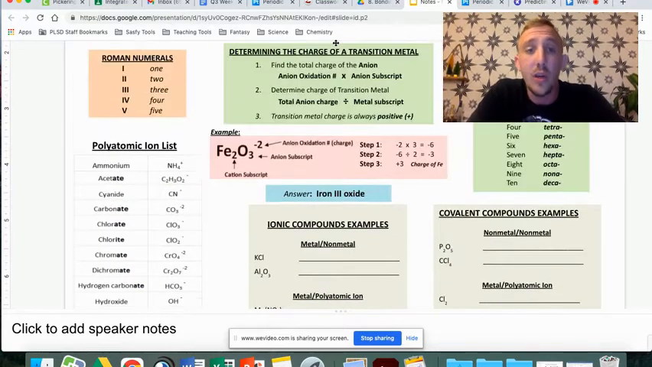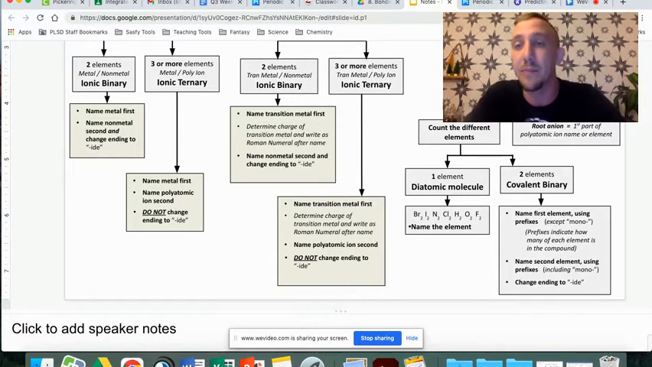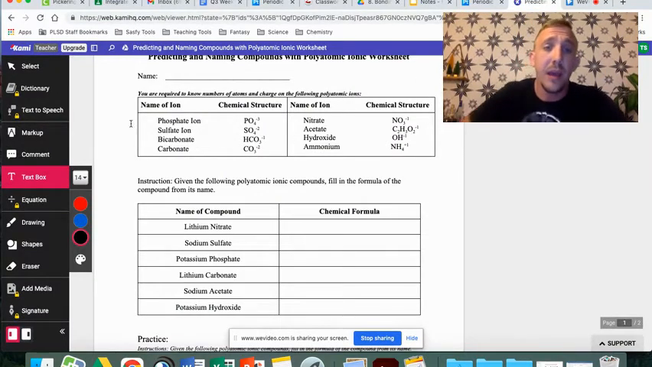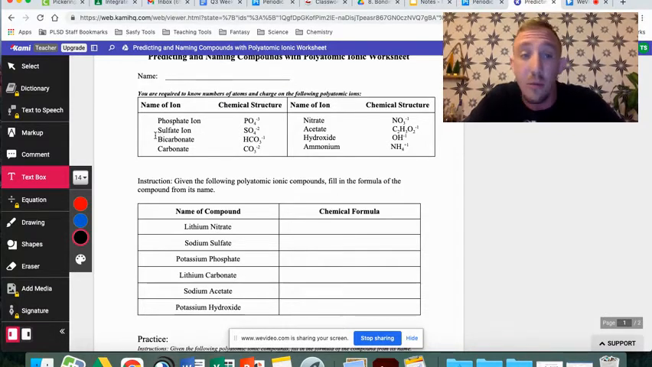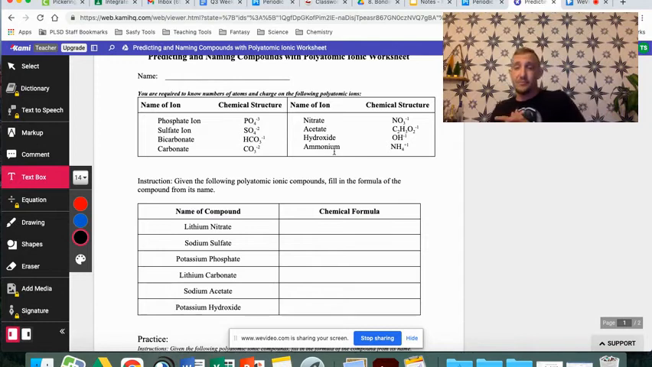So when we look at the flowchart, we're going to be doing three or more elements. It's going to be a metal and a polyatomic ion. So you're going to name the metal and then name the polyatomic ion. Do not change the ending to "ide" because you just named the polyatomic ion. I've given you guys a homework assignment, and I'm giving you the polyatomic ions: phosphate, sulfate, bicarbonate, carbonate, nitrate, acetate, hydroxide, and ammonium, all right?